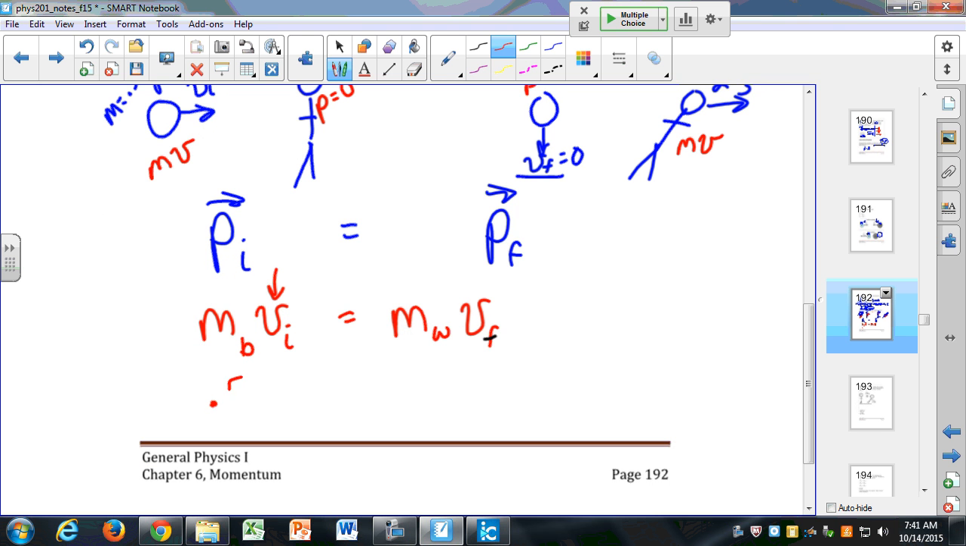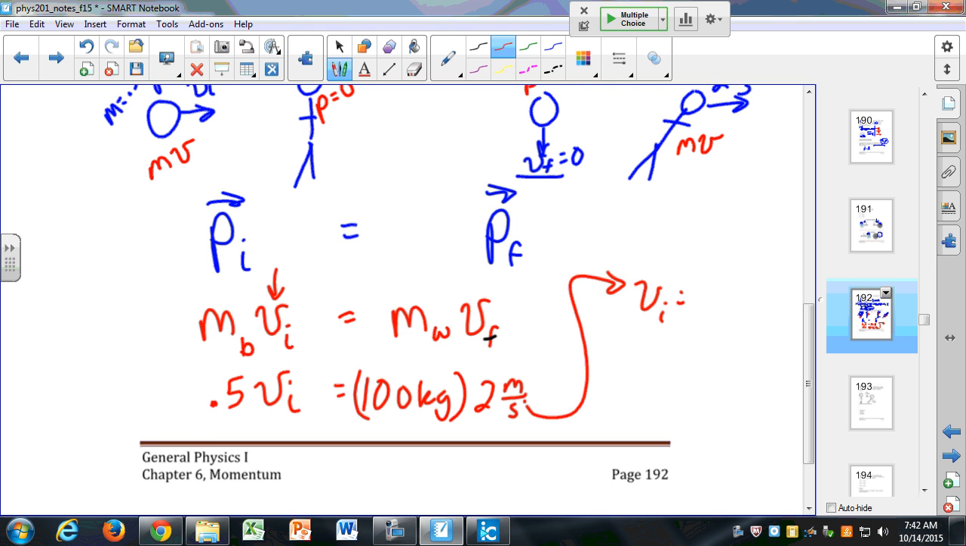Mass of the ball is 0.5. VI is equal to... the mass of White Goodman. What do you think? He's a pretty big guy, like he's pretty strong. How many kilograms is he? He's about 100. 70 is sort of typical, but he's bigger than most. So we'll say that he's 100 kilograms times VF, which is, what do we say, 2 meters per second. So if we calculate now the initial velocity of the ball, that's 200 over a half. That's 400 meters per second.